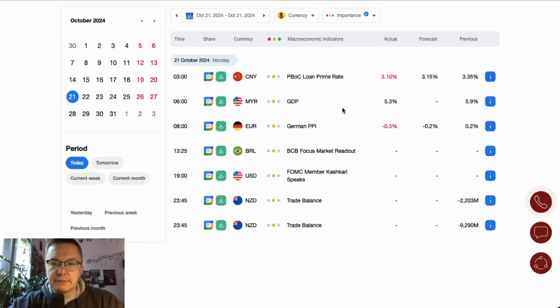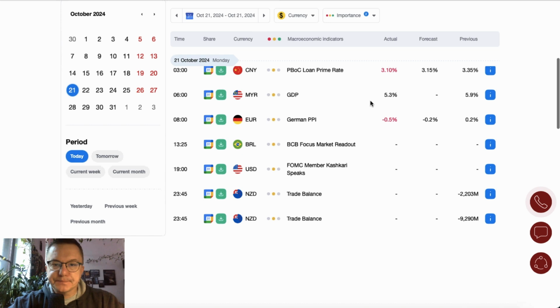The People's Bank of China Loan Prime Rate has been lowered to the level of 3.10%, which is below the forecast of 3.15% and way below the previous reading of 3.55%. So now the Loan Prime Rate is the lowest in the year, and that's about the data during the Asian session.